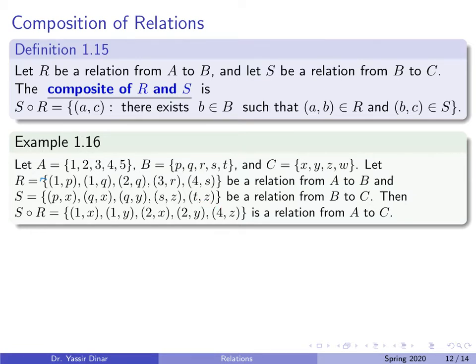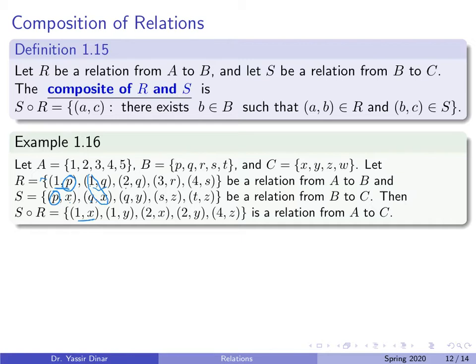Then I want to find the composition of R and S, so I am taking S circle R, which results in these 5 pairs of elements. So why do we have 1X? We have 1X because 1 is related to B, and B is related to X. So the pair 1X is in this set. And also 1 is related to Q and Q to X, so 1 and X is in this set, but it is the same element, 1X.